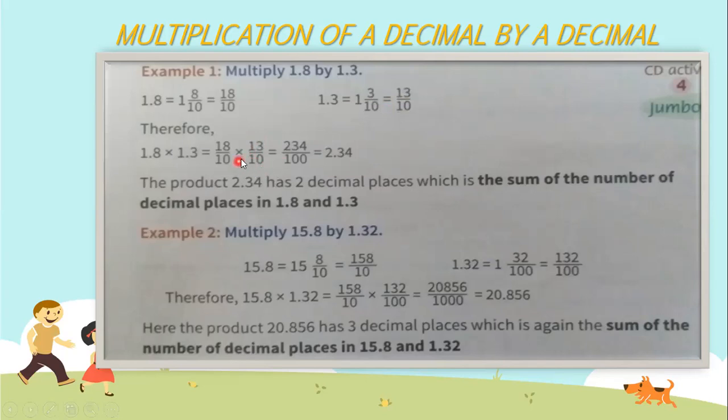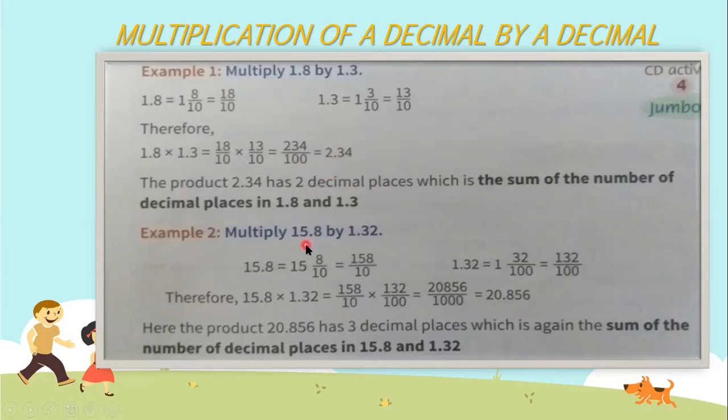Now how can we multiply these two? 18 into 13, if you multiply, 234. 10 into 10, 100. So now here 100 is there. 100 means, as we have just learned, from the right side 2 places it will move. So the answer you will get is 2.34. The product 2.34 has 2 decimal places, which is the sum of the number of decimal places in 1.8 and 1.3. So 1.8 and 1.3, if you multiply, we will get 2.34.